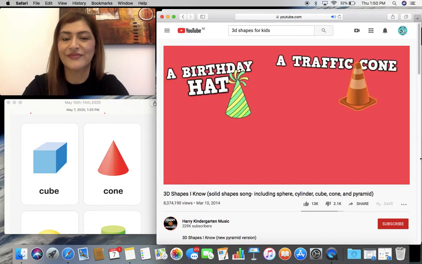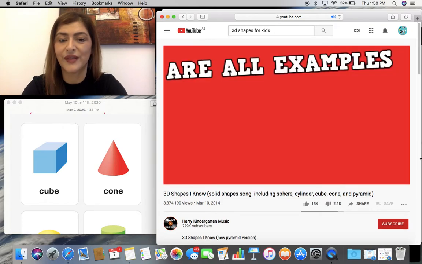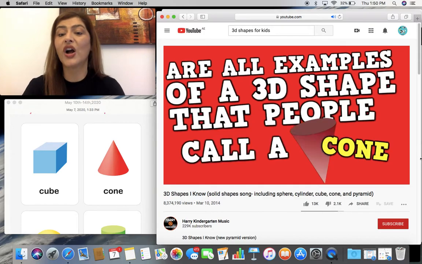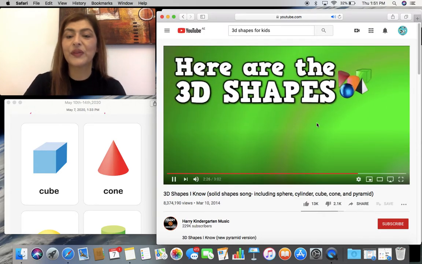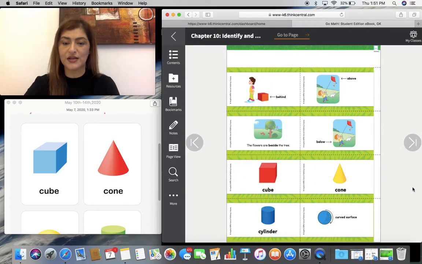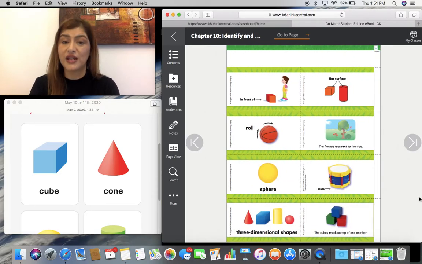A birthday hat, a traffic cone, or a funnel in my home are all examples of a 3D shape that people call a cone. Okay, so you can listen to it more at home as much as you want. Now, what I want to tell you more is that these 3D shapes move in special ways.